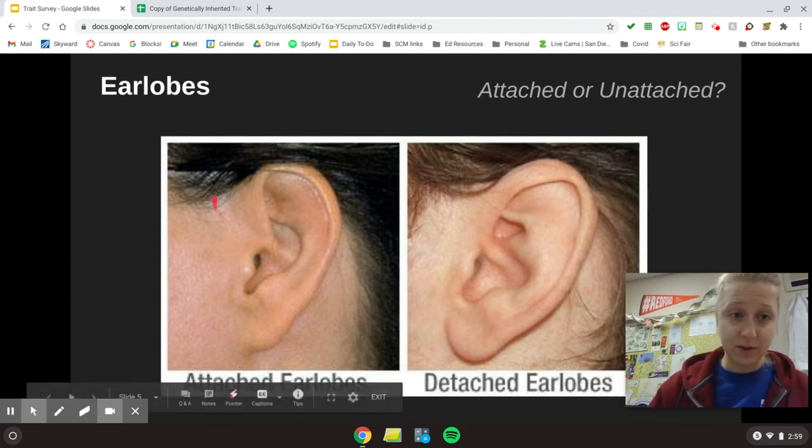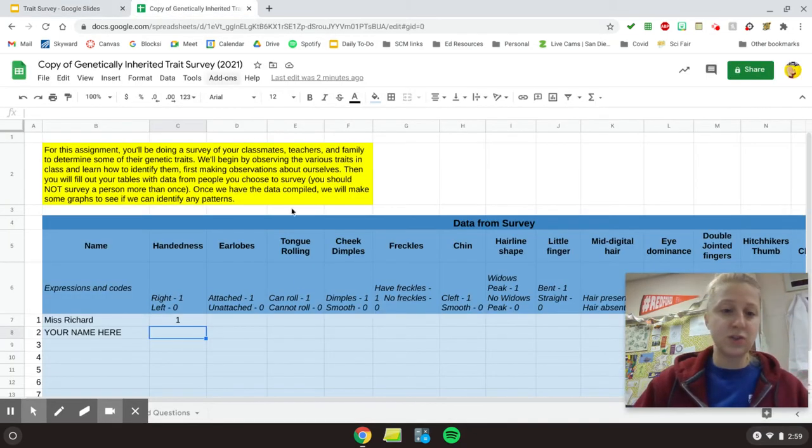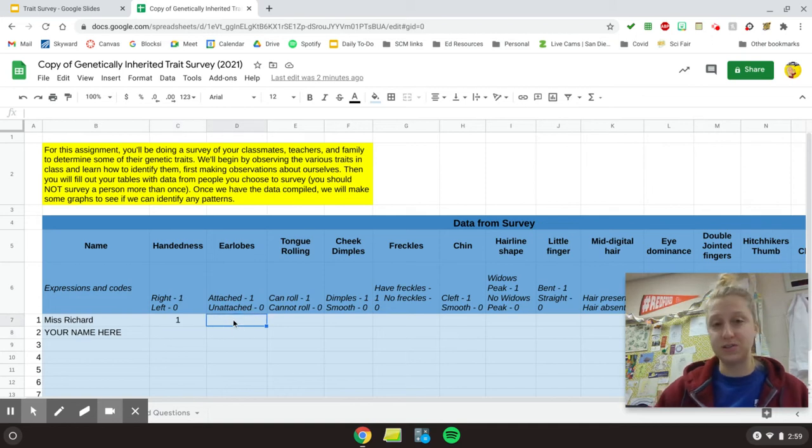You'll have to decide for yourself what you've got. If it's close, just take your best guess. That's really what we're doing here, just taking our best guesses at these things. If you don't get 100% correct, that's okay. I still just need you to get some data of some kind. Like I said, mine were unattached, so that's a 0. Put a 0 there, and we're good.